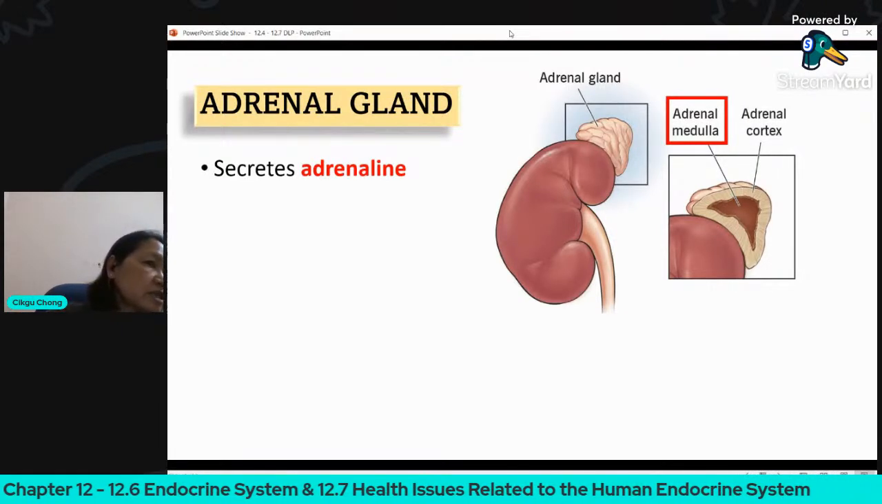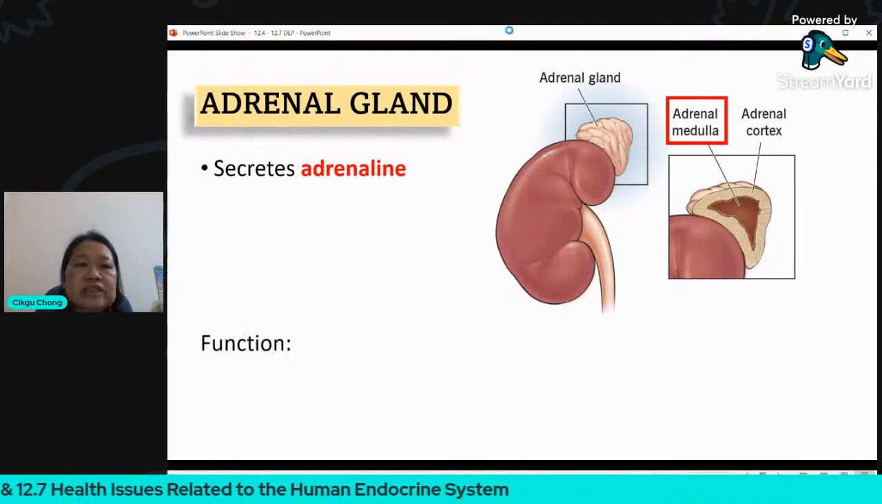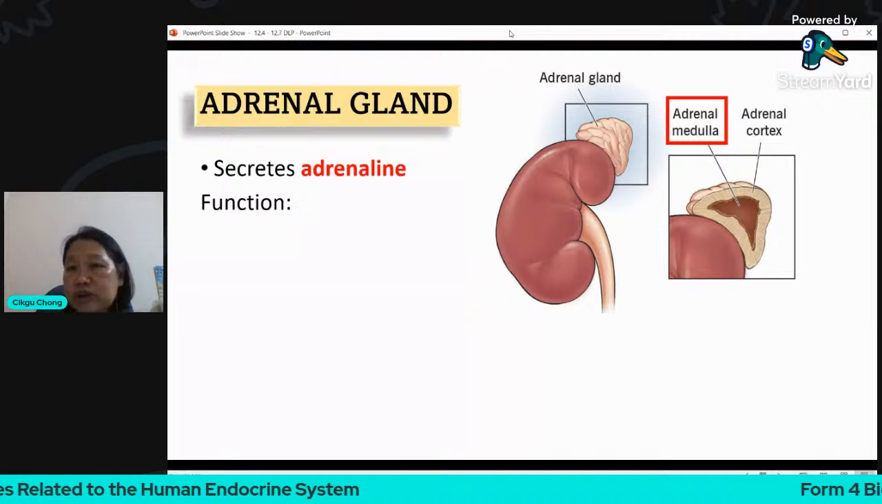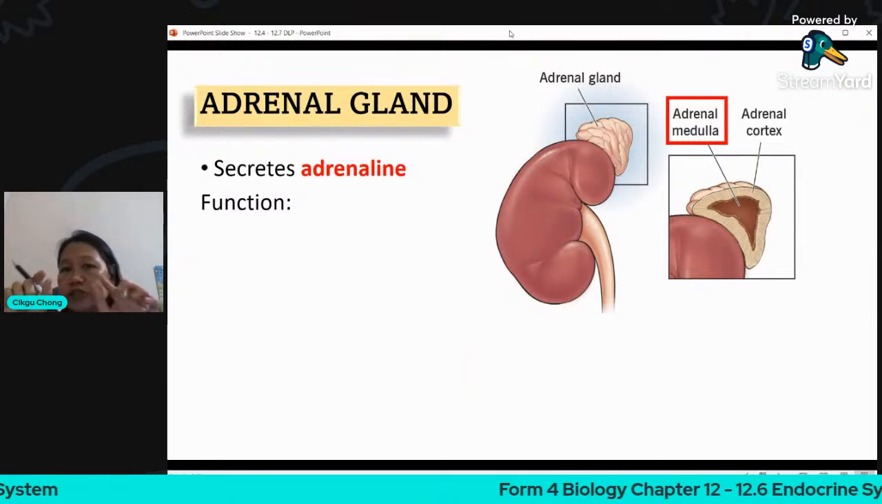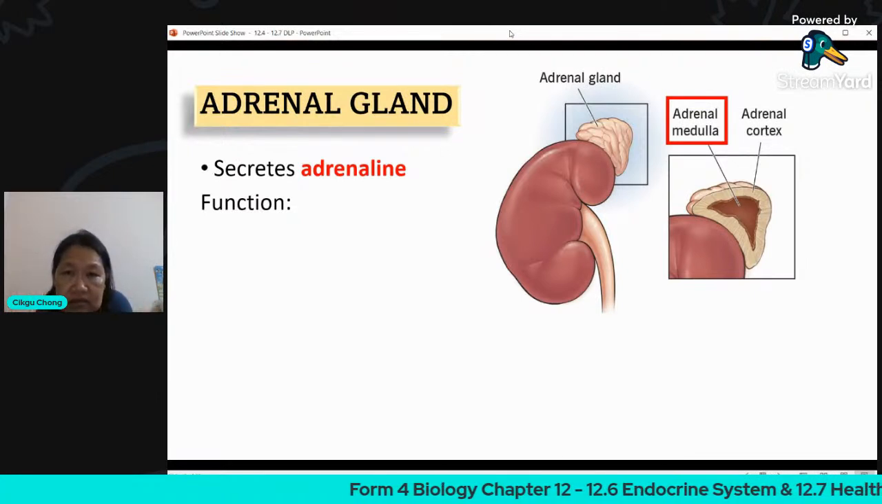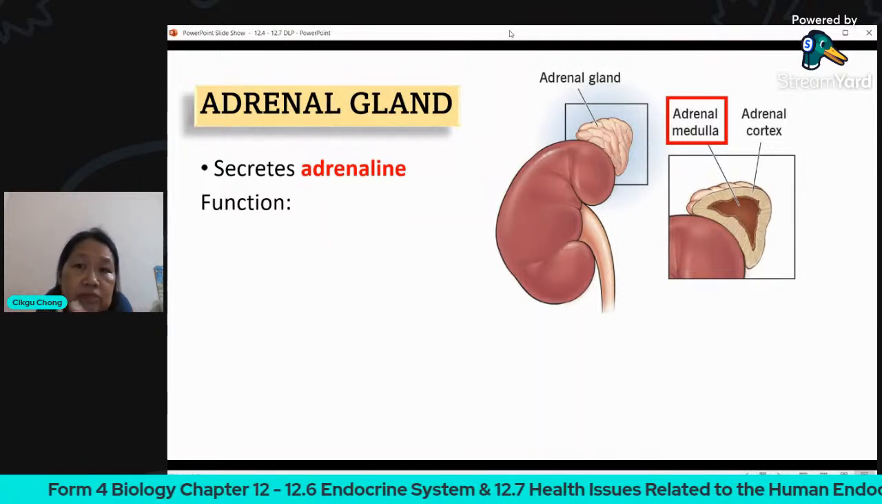Okay, so this is adrenal. All right, I'm going to give you the example later. Adrenaline is actually released from the inside, so we call it the adrenal medulla. The adrenal gland has got two layers. Okay, two layers. The outside one is called the cortex. The inside one is the medulla.